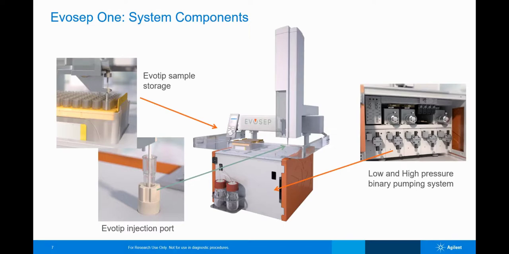Evosep One is a standardized platform which was mainly designed for robustness and high throughput studies. They achieved this by using a disposable trap column. Sample is first loaded and desalted offline on a pipette tip called the Evotip. Then the autosampler will pick up the Evotip and place it in the injection port. Evosep One has four low pressure pumps and one high pressure pump.